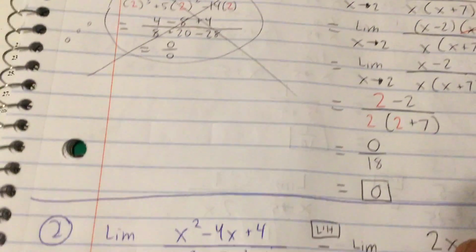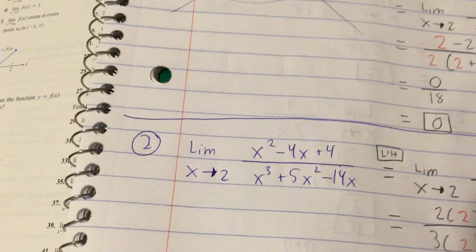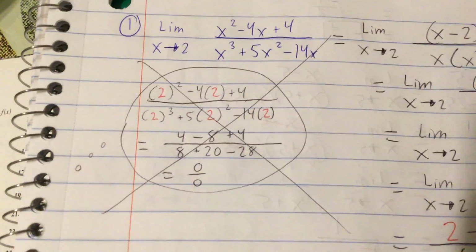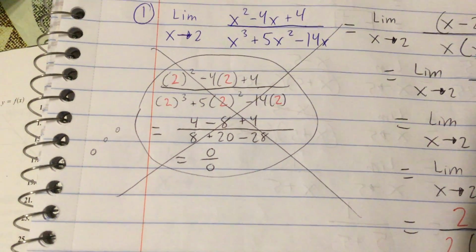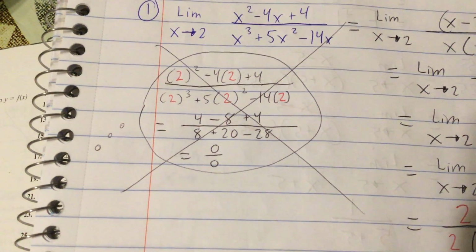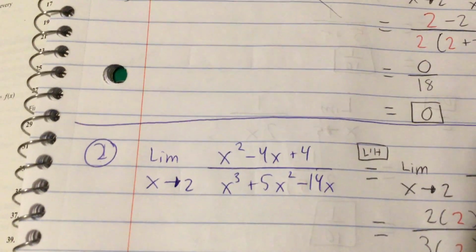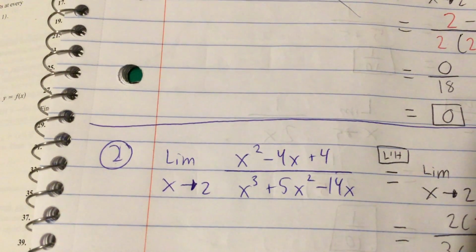Okay, let's take a look at problem number 2. Hey, it's the exact same problem. But now that we know that the limit as x approaches 2 for this problem, when we plugged in 2 for x, we got 0 over 0. Come on. I know you want to. Let's do the cheat code.